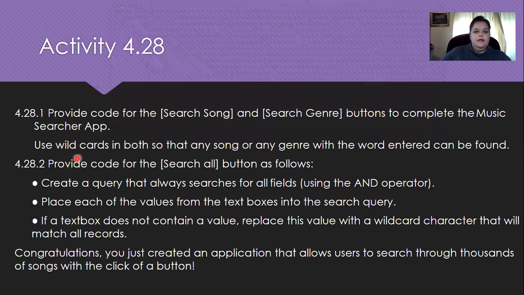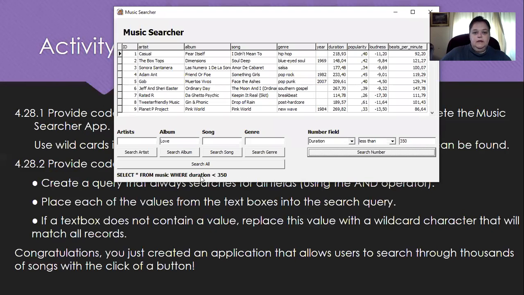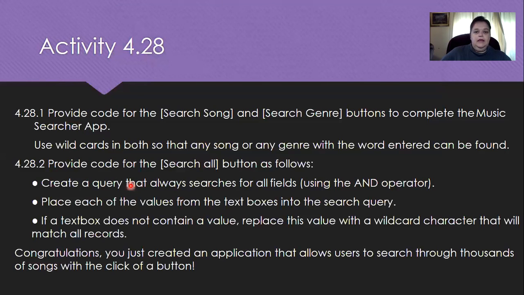Okay. Then provide the code for the search all button. Here is my search all button. In the search all button, create a query that always searches for all fields using the AND operator. Remember yesterday we did join and join and. So go and revise yesterday's lesson to help you with this part of the question.